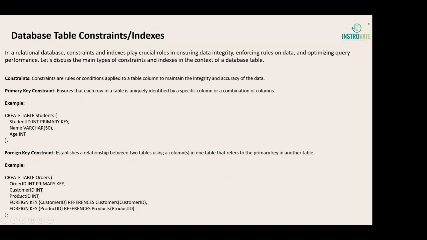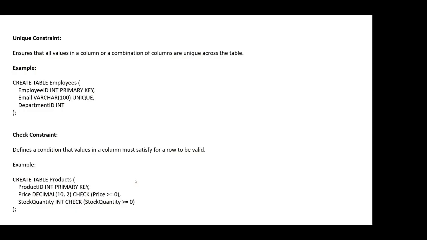Now here I am creating another table, order. Here order ID is primary key, and you can see that customer ID and product ID are foreign keys, which are referencing customer ID, which is the primary key in the customer table, which is unique. Now let's move forward, and here we see unique constraint.